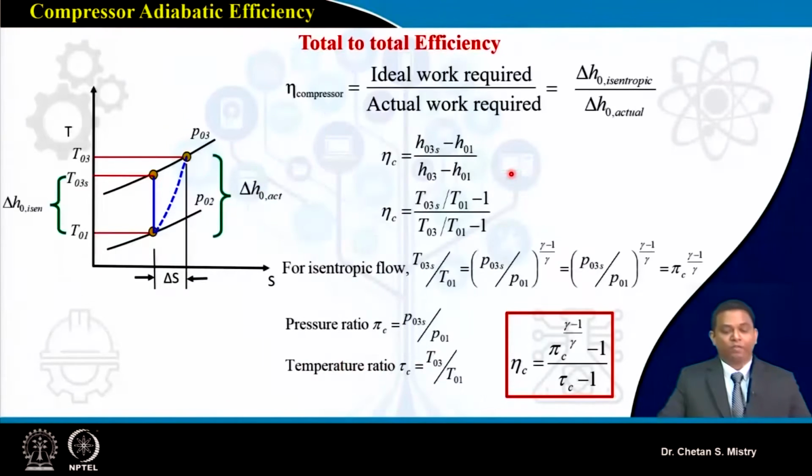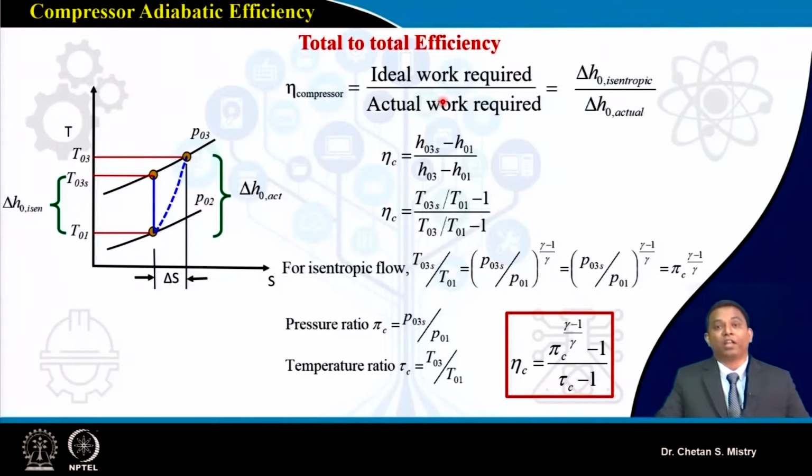If I represent my compression process again here, this is the isentropic temperature rise, and this is my actual temperature rise, or we can say my enthalpy rise. Now efficiency is what we write as my ideal work divided by actual work required. Do not get confused. Many times people say that if I take the reciprocal, my efficiency will come out more than 100%, and that's the reason we define it this way.